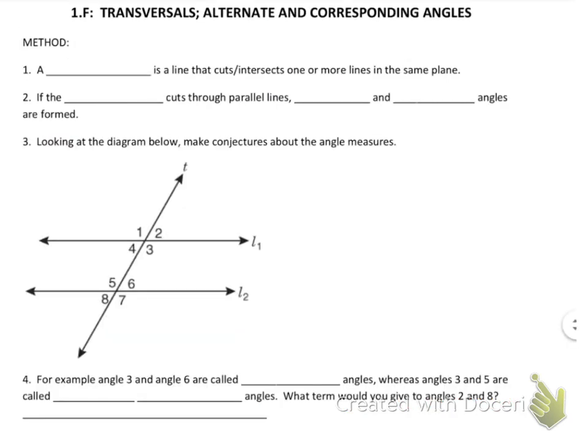So now we're going to talk about parallel lines being cut by a transversal. Actually, I just kind of gave away some of our parts here. A blank line is a line that cuts or intersects one or more lines in the same plane. So when 2 or more lines on a board here are cut by this line, it's called something. I said it earlier, it's actually the first word on the board there. Transversal.